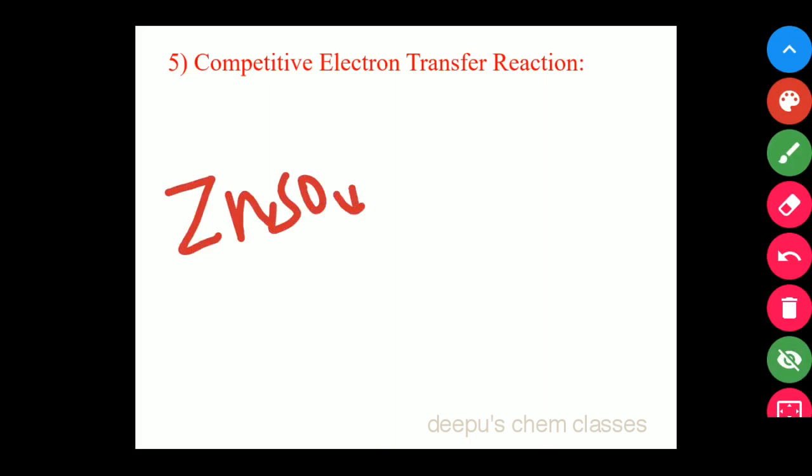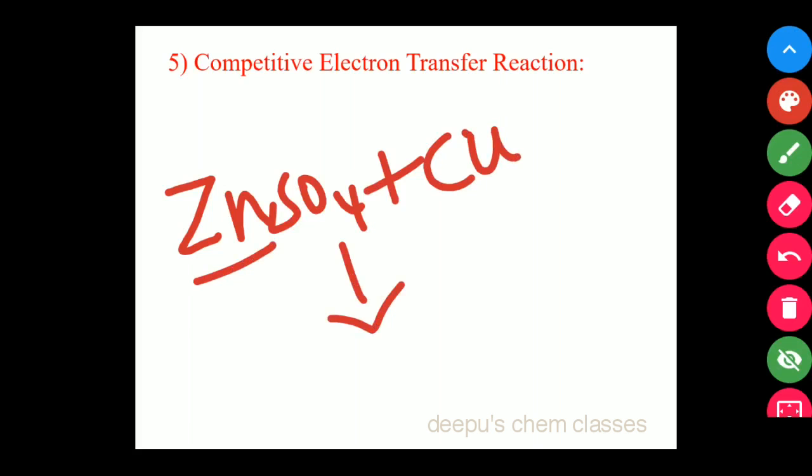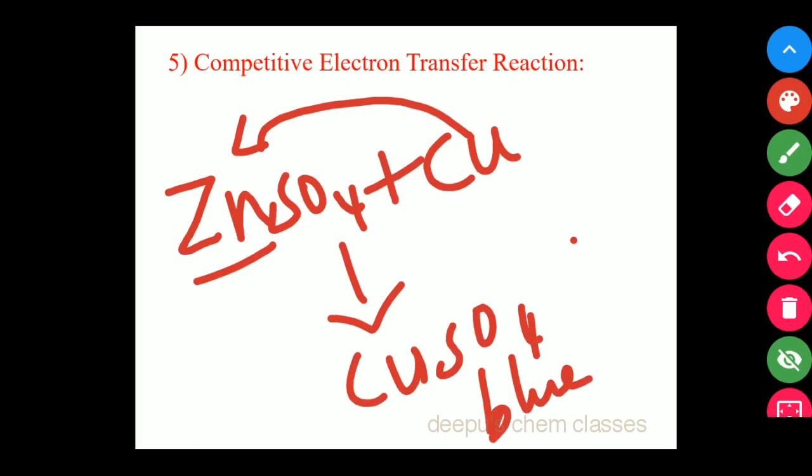Then let us see the final classification of redox reaction, competitive electron transfer reaction. In the previous example, that is in displacement reaction, we have seen one example. What is the example? Displacement of copper from copper sulfate solution by zinc metal. Okay, just let us assume the reverse reaction of that. Suppose let us take zinc sulfate solution. When it is treated with copper element, whether it displaces zinc from zinc sulfate solution. Suppose if it displaces, what is the product you might get? Copper sulfate, there is a formation of blue color, and zinc metal.